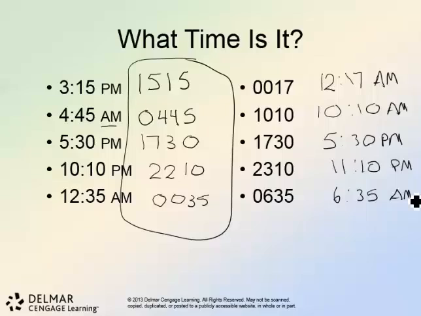So again, in some cases, we need to add 1200 if it's 1 p.m. or later. And in some cases, if we're converting back to traditional time, we need to subtract 1200.